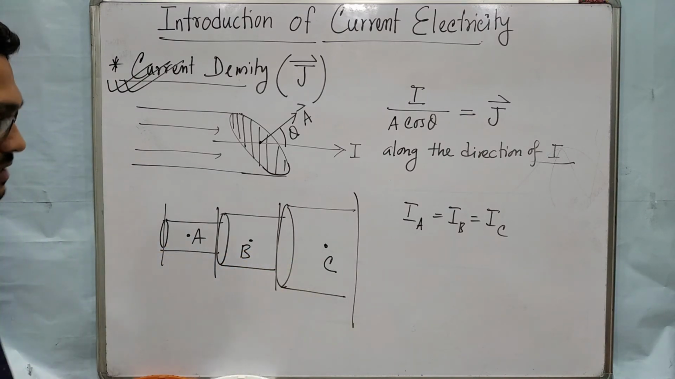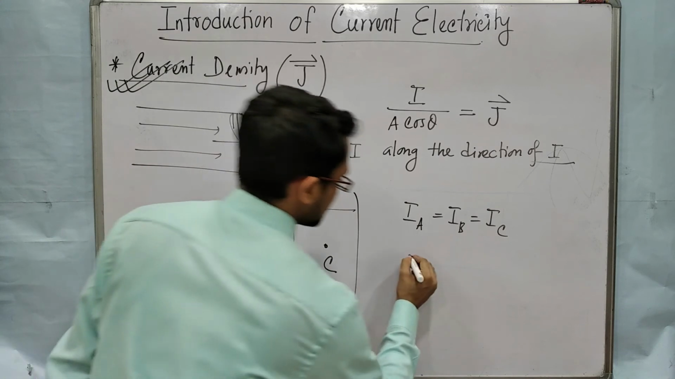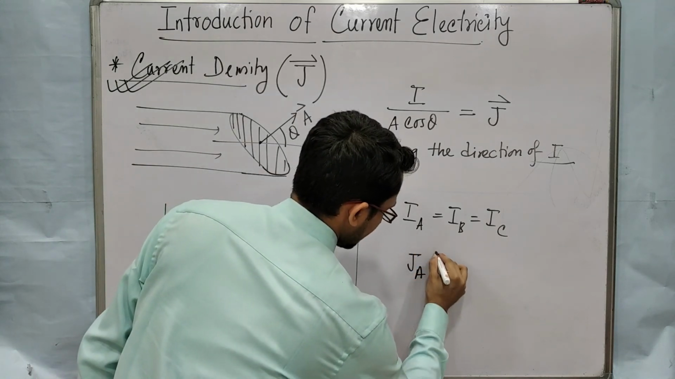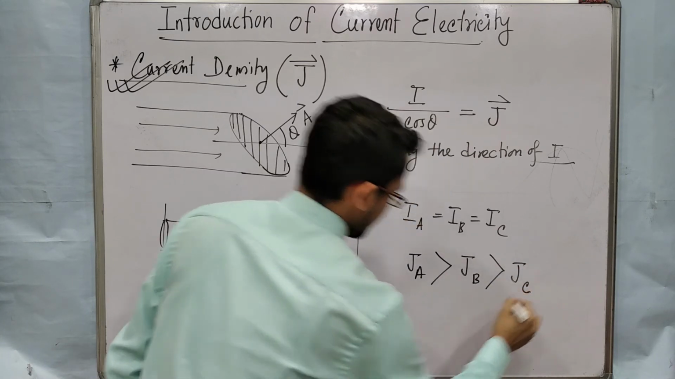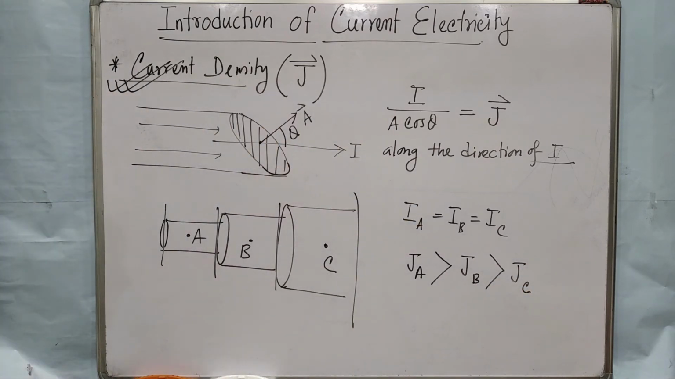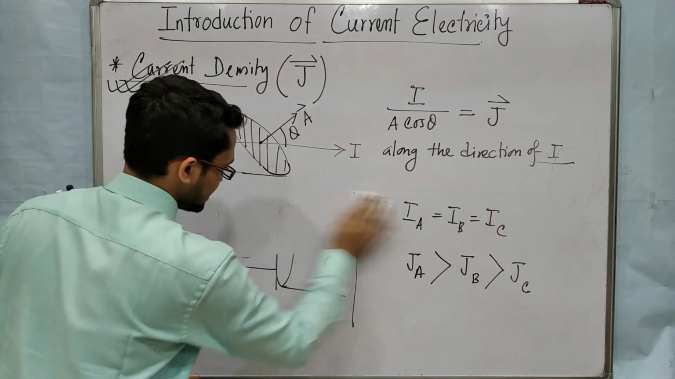At different points, cross sectional areas are different, and current density is inversely proportional to the cross sectional area. For the same current, current density is inversely proportional to the cross sectional area. That means small cross sectional area means higher current density. So JA will be greater than JB, than JC. Okay, and the direction is in the direction of current. Clear? I am erasing.